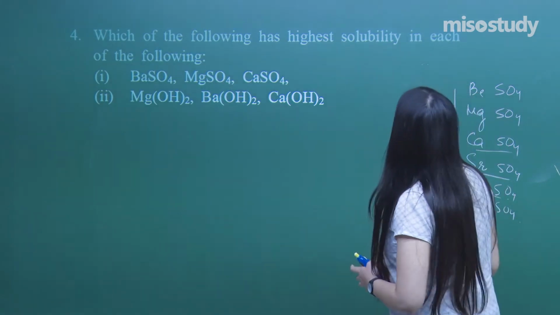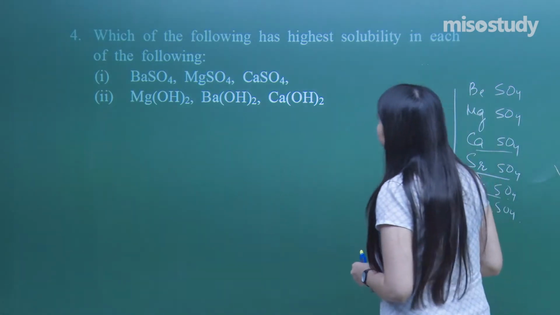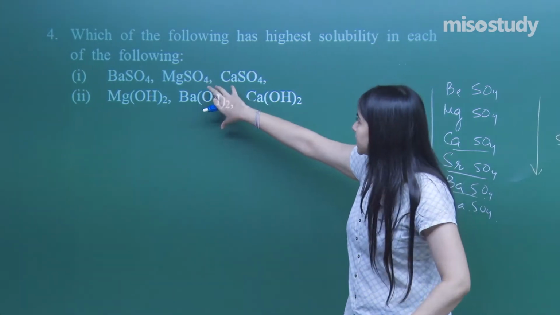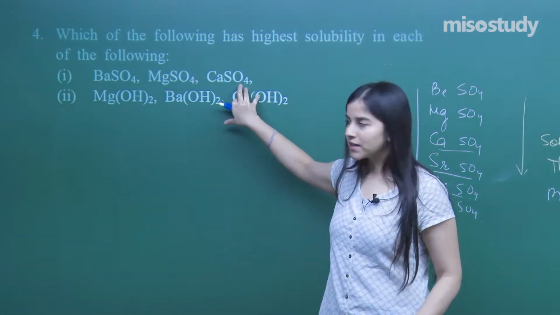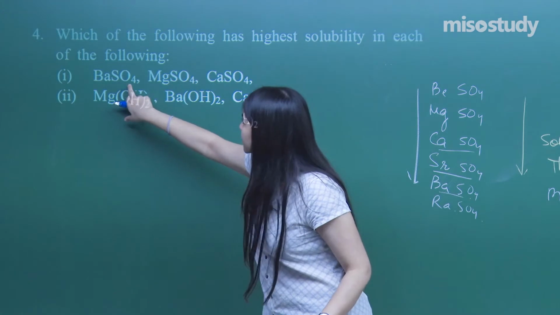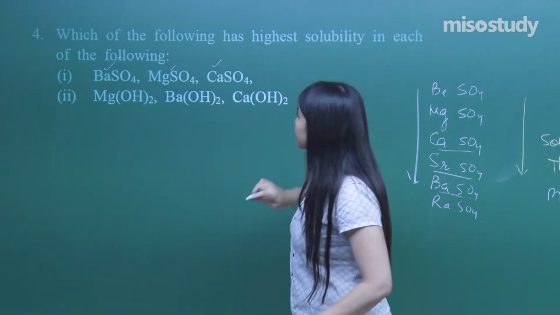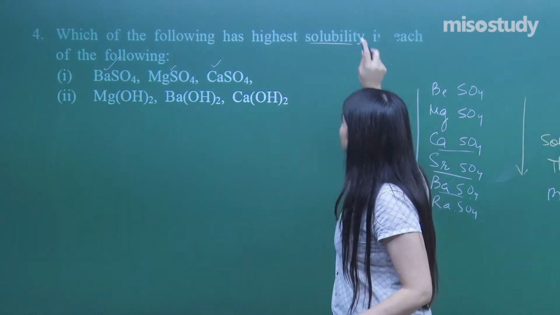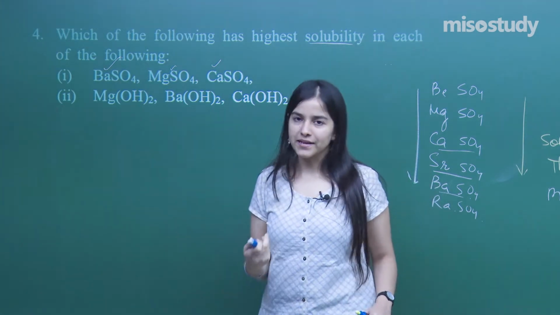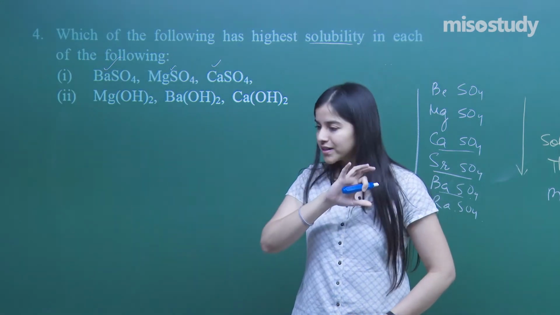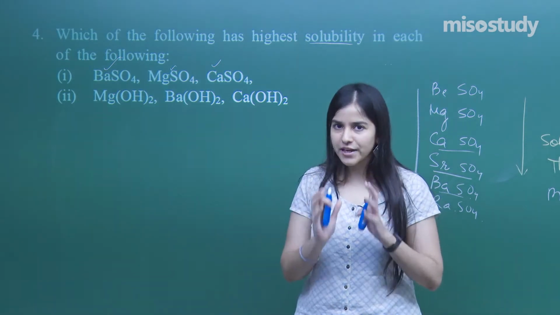Now, which of the following has the highest solubility in each of the following? Fine. See here, we already have discussed in the case of sulfates, yes. So in the sulfates, Ba, barium, magnesium and calcium they have given. I need the solubility as I am moving down the group, as I told you. Now the hydration enthalpy is not that much, right? I am not writing the exact reason for you, I am just telling you here.